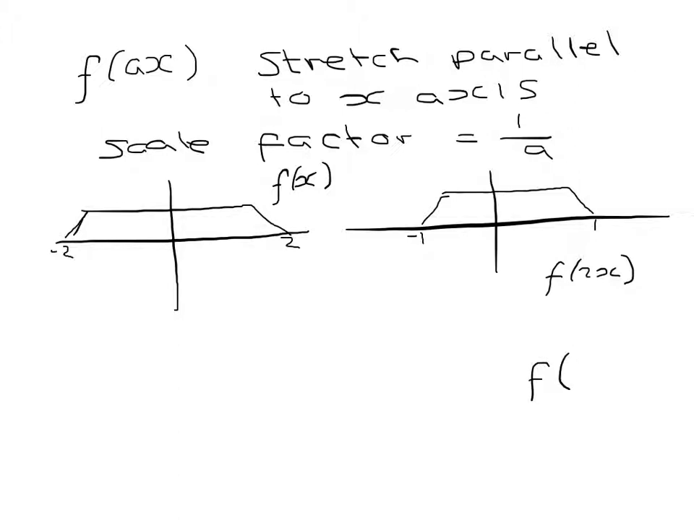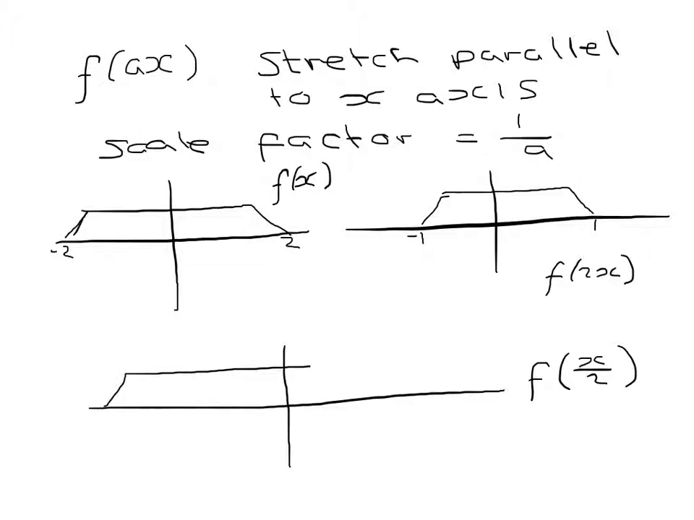And f of x over 2 should double it. So if you're dividing by half, it's the same as doubling. So that's now going to go from 4 to negative 4.